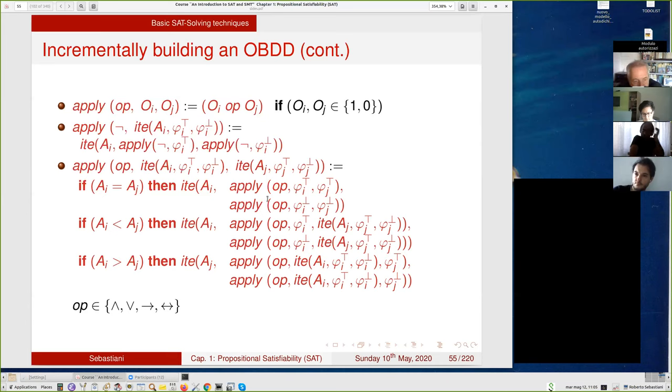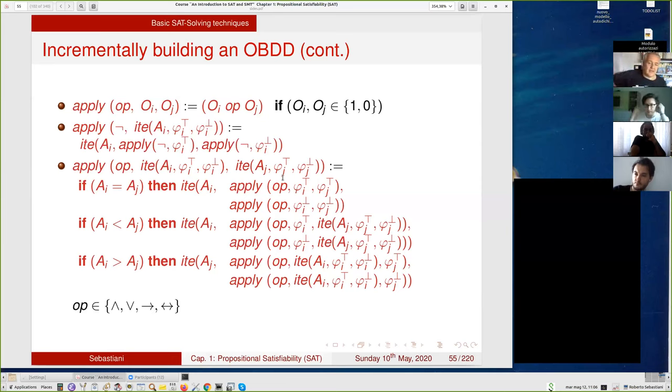If this is the case, you can simply build an if-then-else in which you apply the operator respectively to the true branches of the left and right element, and on the left branch to the false branch of the first and the second OBDD. Substantially, you pick the two true branches and the two false branches, you apply the operator recursively to the two elements, and then you build the if-then-else.